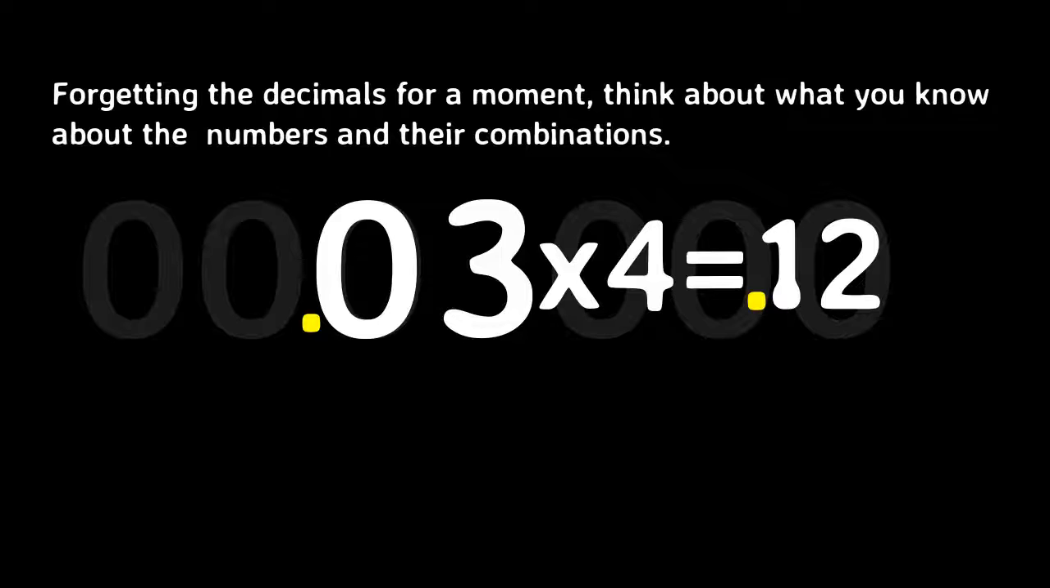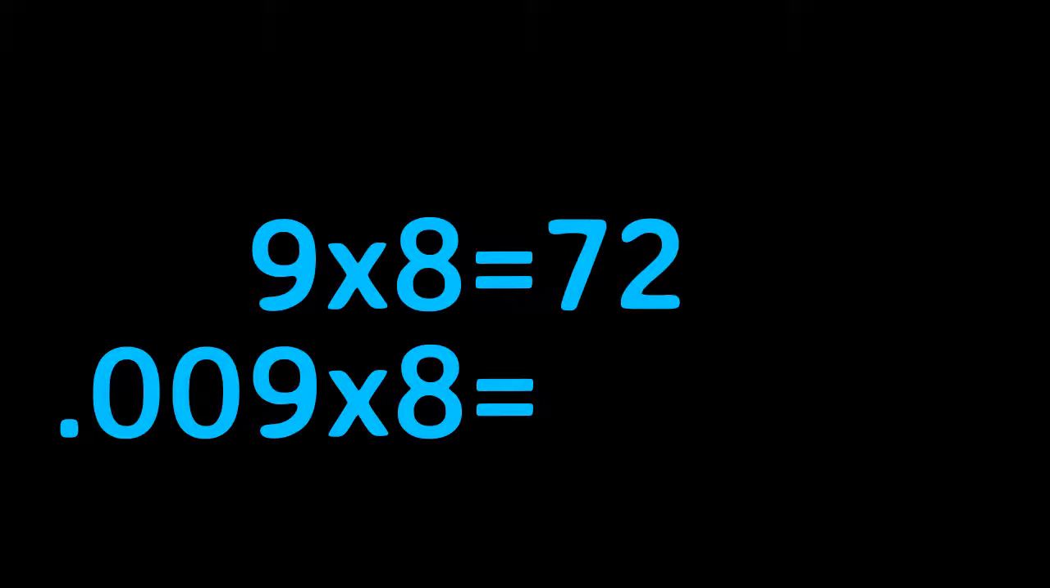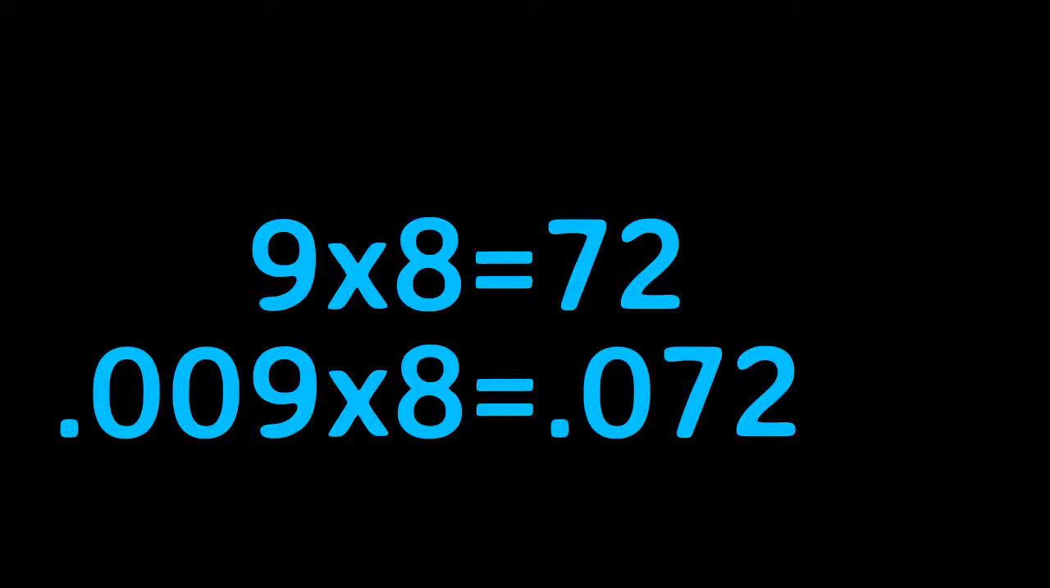So let's look at another example. We know that 9 times 8 is 72. If we use the number 9 and we move the decimal 3 spaces to the left, then we'll get 0.009. If we move the decimal 3 spaces to the left in our problem, we have to move the decimal 3 spaces to the left in our answer. So instead of 72, our answer becomes 0.072.